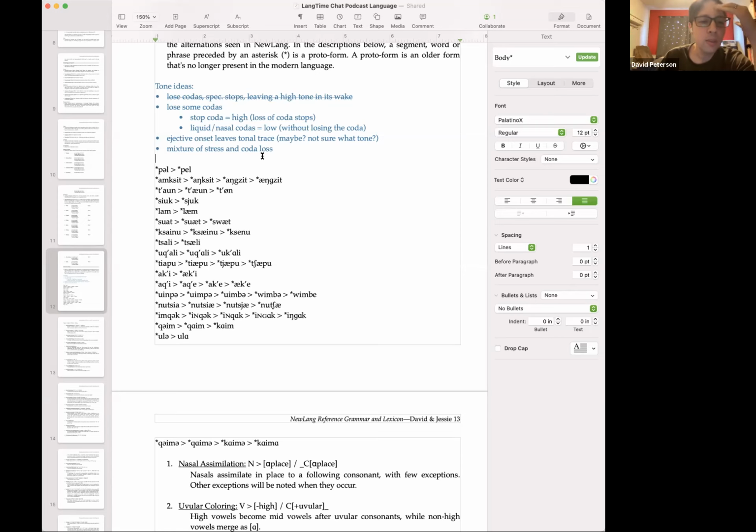Yeah, okay, so I see it's essentially the second option is the same as the first, only we're having the other codas do stuff too. Right. And so I'm leaning towards the fourth option because I don't know what ejectives should do to tonal traces. Do you have any idea?